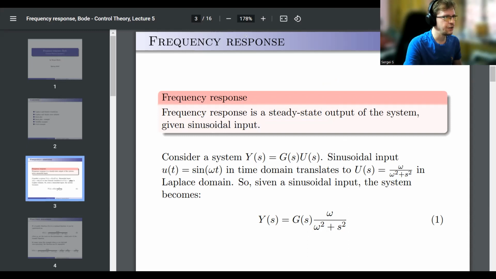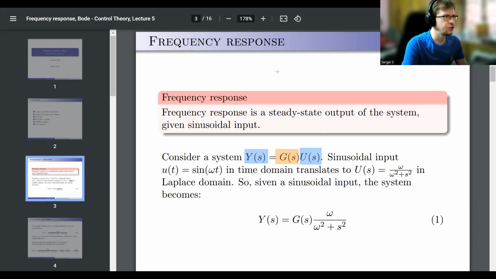So our equations can be rewritten in this form: Y equal to G times U. Any ODE can be rewritten this way. Y is the Laplace transform of the output, U is the Laplace transform of the input, and this in the middle is a transfer function, G. So we have input, and the transfer function transforms it into output.